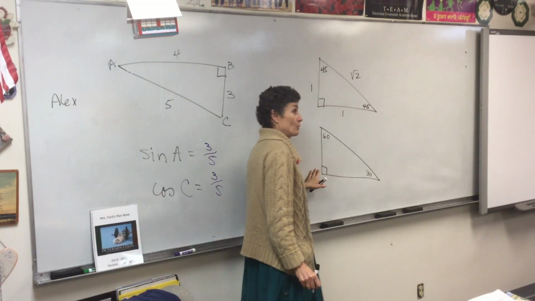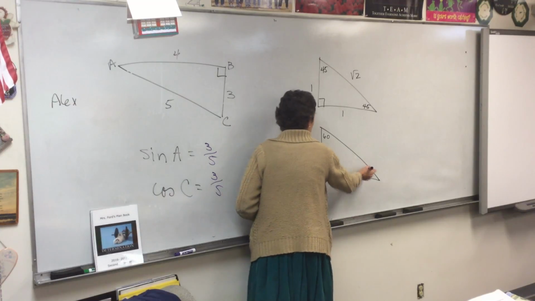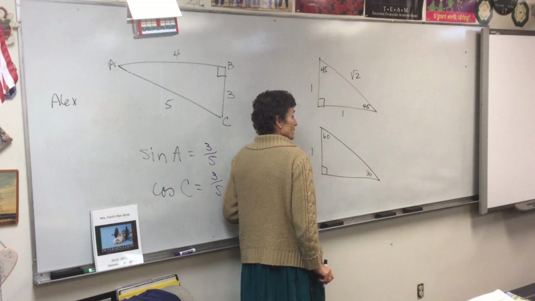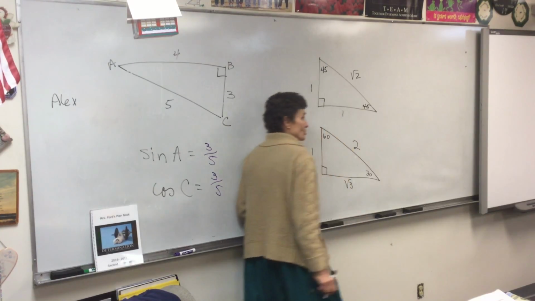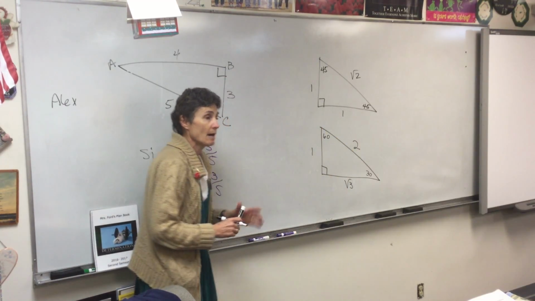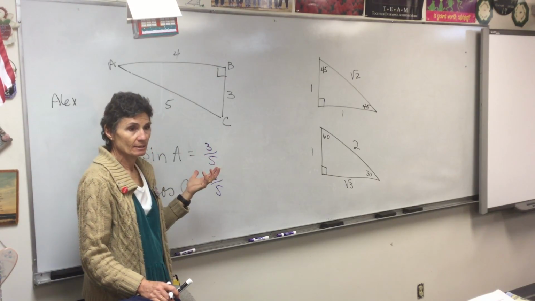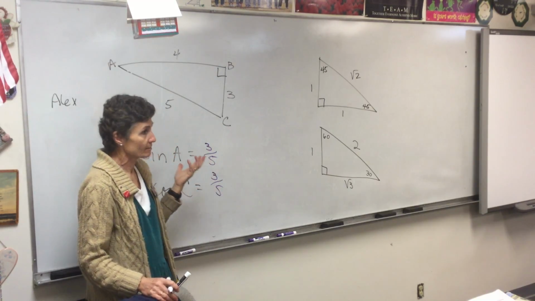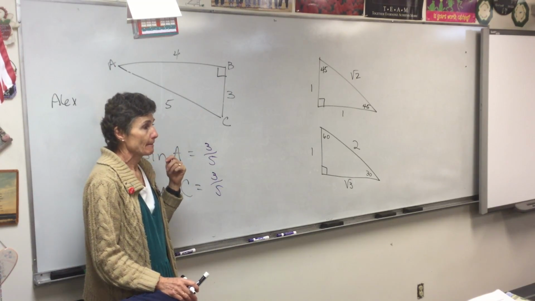Now, for 30, 60, 90s, same thing, different numbers. Across from the 30 is a 1, across from the 60 is a root 3, and the hypotenuse is 2. Now, you're thinking to yourself, oh my gosh, she's crazy if she thinks I'm going to memorize all this. You have to memorize it all, kids. We don't have a choice. It's the only way to do the subject.